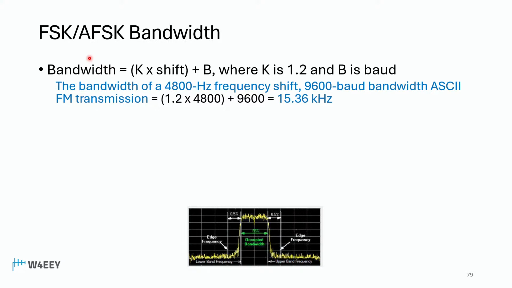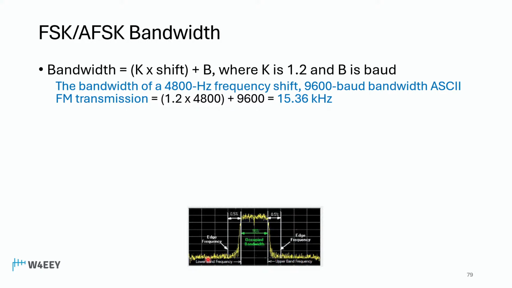So here we've got a case of frequency shift keying or audio frequency shift keying. It winds up sounding the same on the receive side. It's K times shift plus B, and then all of this fun stuff. So the bandwidth of a 4800 hertz frequency shift, 9600 baud ASCII FM transmission. Wow, a lot of words and things to think about. And how do I plug those into the formula and wind up getting the right answer? Well, it's perfectly fine if you want to memorize the formula and do it this way. I've got a much better way for you to do it.